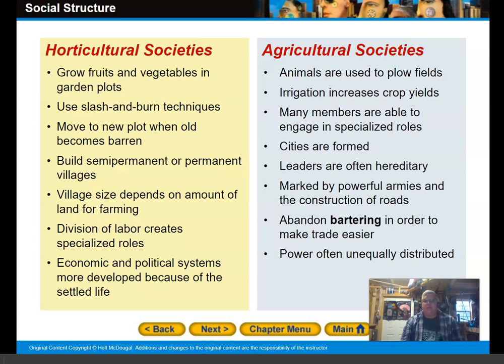In agricultural societies, animals are used to plow fields, and irrigation increases crop yields. Many members are able to engage in specialized roles. Cities are formed. Leaders are often hereditary, and these societies are marked by powerful armies and the construction of roads. In an agricultural society, they abandon the concept of bartering, trading goods for goods, and they start to use money. Power is often unequally distributed in an agricultural society.